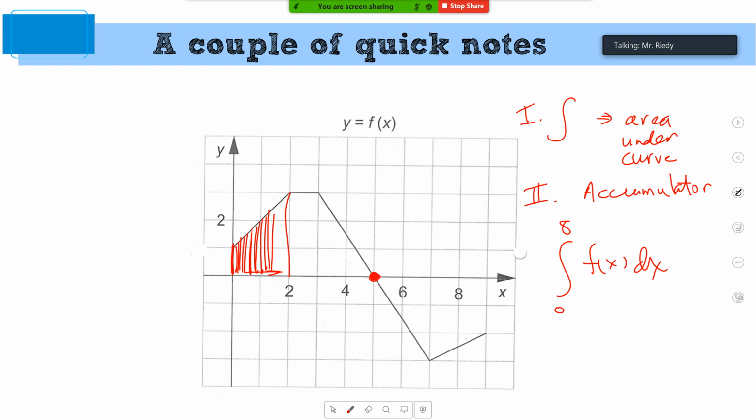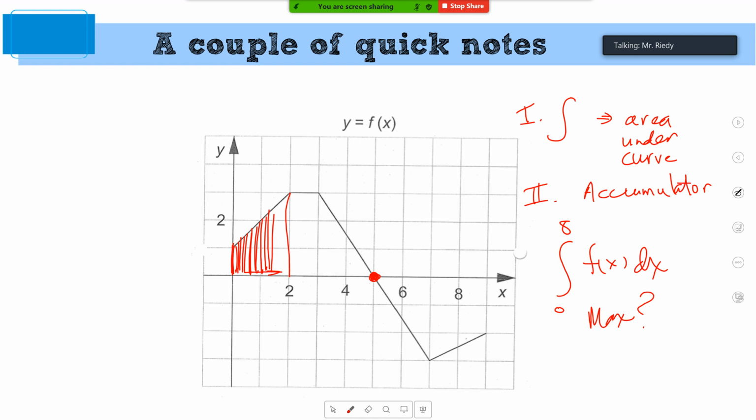Now all of a sudden, I start adding negative area, because remember, area under the curve is negative. Okay? So we could ask a question like, what's the max, or where is the max of that function? The function being the integral from 0 to 8 of f of x dx. And that's where the idea of an accumulator comes in.